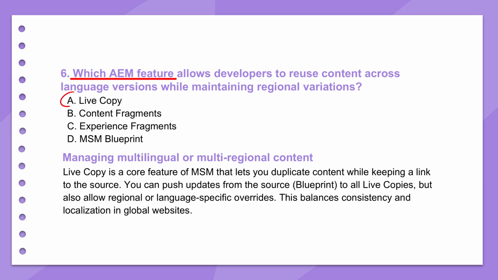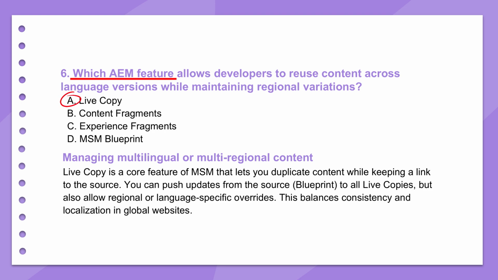The real power of live copy is how it creates these synchronized copies from your source content, which we often call a blueprint. When you change the blueprint, maybe update a core piece of content, you can roll out those changes to all the linked live copies. Keeps things consistent globally. Okay, so updates flow down.